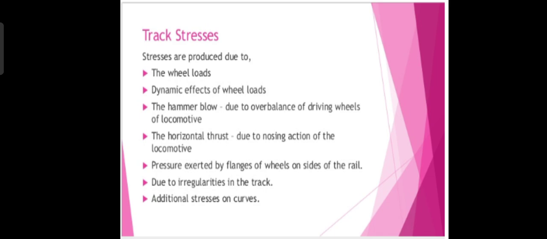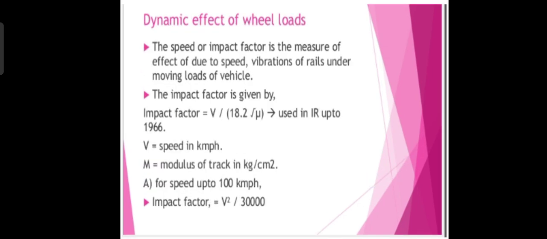Track stresses. Stresses are produced due to wheel loads, dynamic effects of wheel loads, hammer blow due to overbalance of driving vehicles of locomotive, horizontal thrust due to nosing action of the locomotives, pressure exerted by the flanges of wheels on sides of the rails due to irregularities in the track, and additional stresses on the curves.